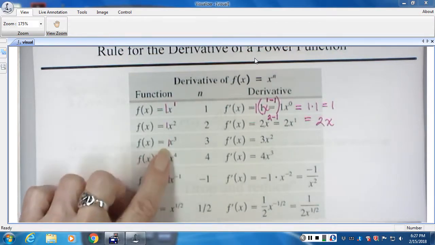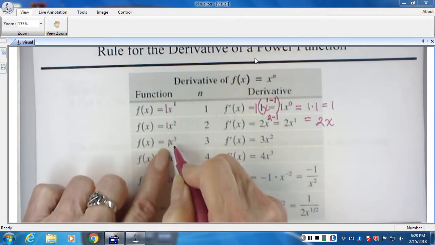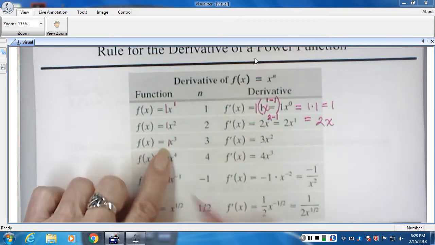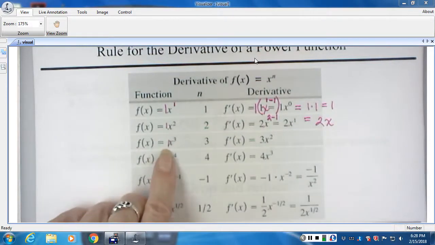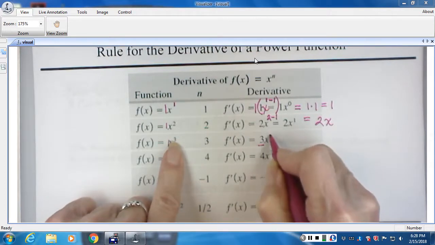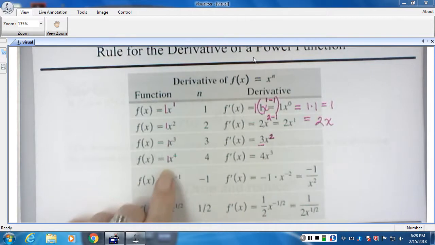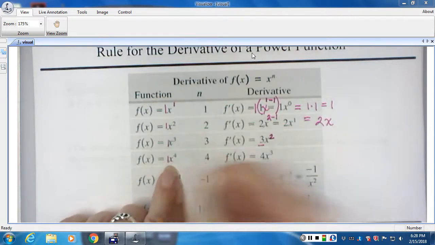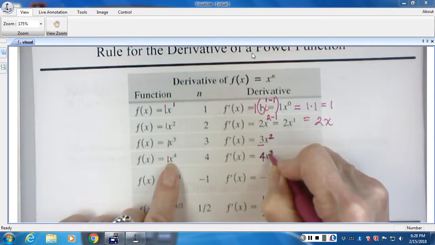But that pattern continues. Here we have the derivative of x to the third, or 1x to the third. So what happens is the 3 comes down in front, and 3 times 1 is 3, times x to the 3 minus 1, and 3 minus 1 is 2. With 4, it works the same way. The 4 comes down in front, 4 times x to the 4 minus 1, but 4 minus 1 is 3.